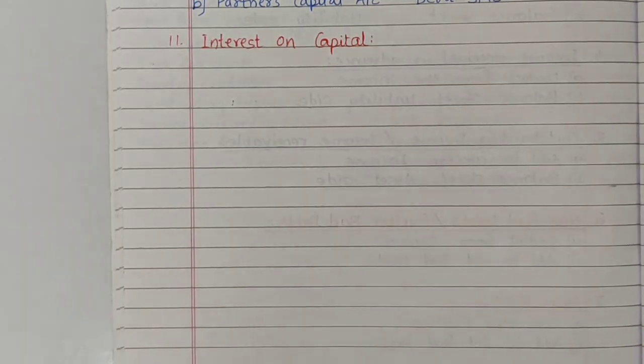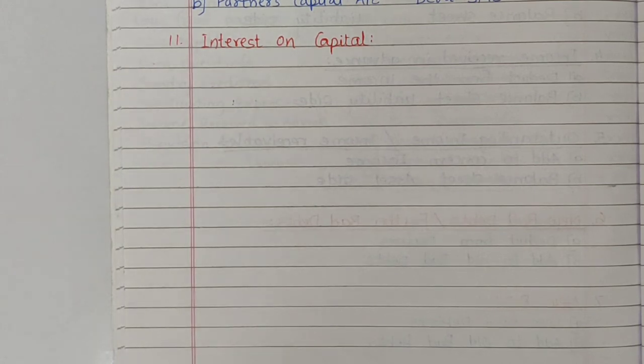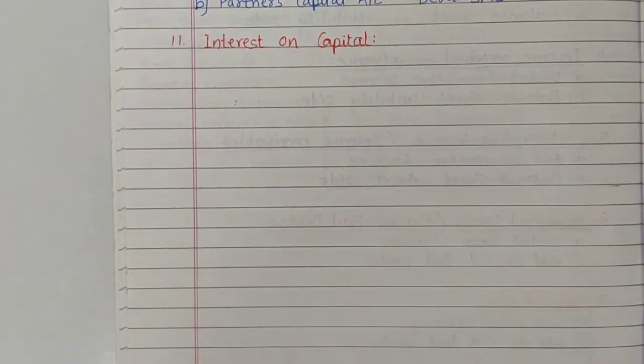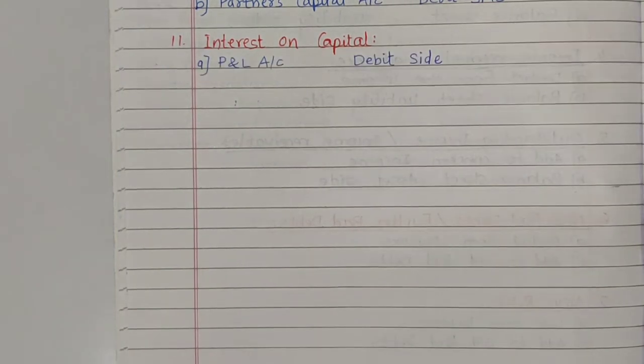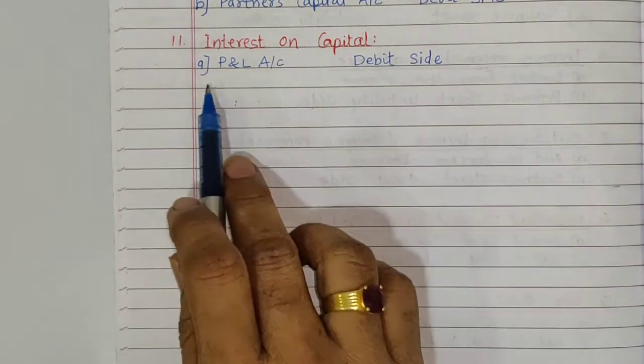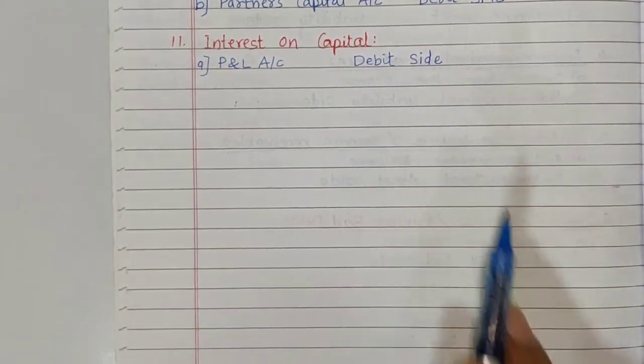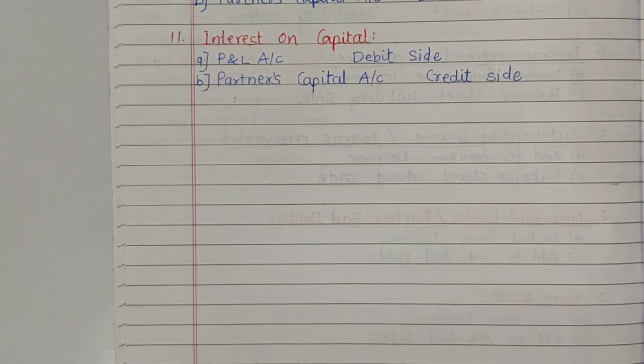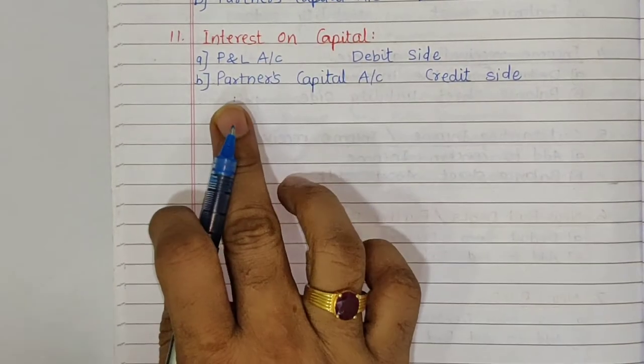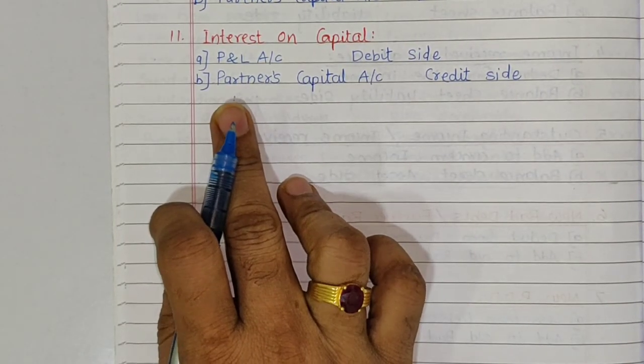Payment of interest to any person, maybe to the partner or to any bank, is an expense to the business. Being an expense, interest is to be debited to profit and loss account. So first effect is profit and loss account debit side, and the second effect is partners capital account credit side.